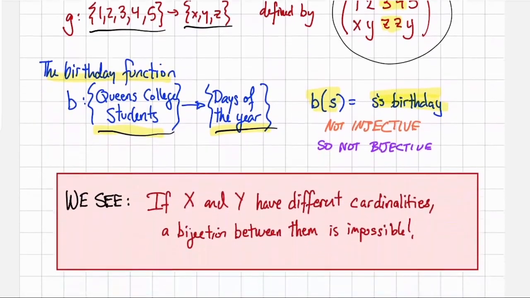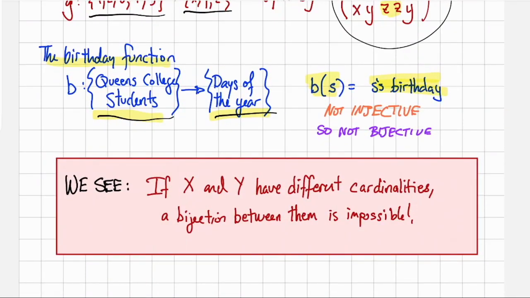One thing that you're noticing is that in order for a function to be bijective, the domain and the codomain have to have the same cardinalities. A bijection pairs up the elements in x and the elements in y. So if x and y have different cardinalities, a bijection between them is impossible.